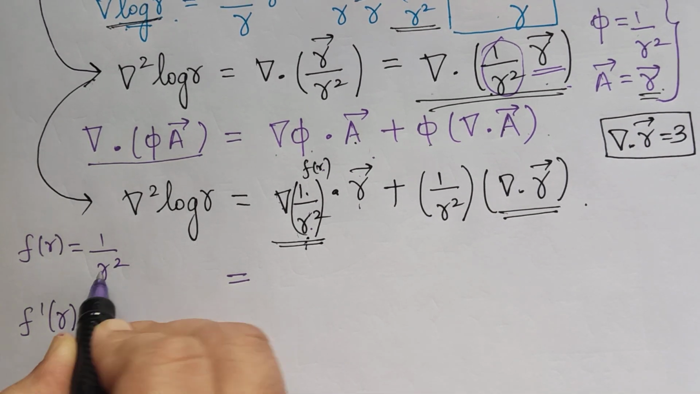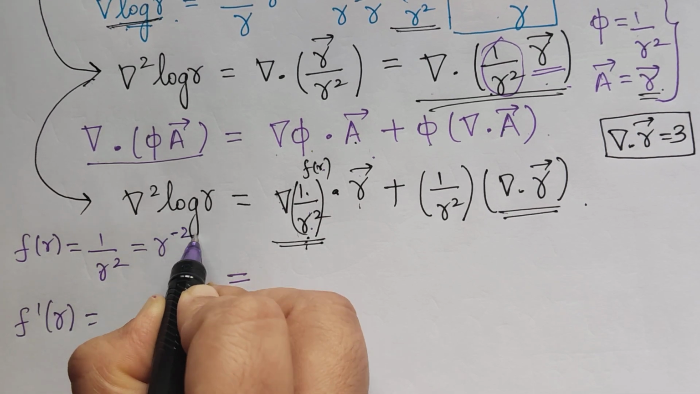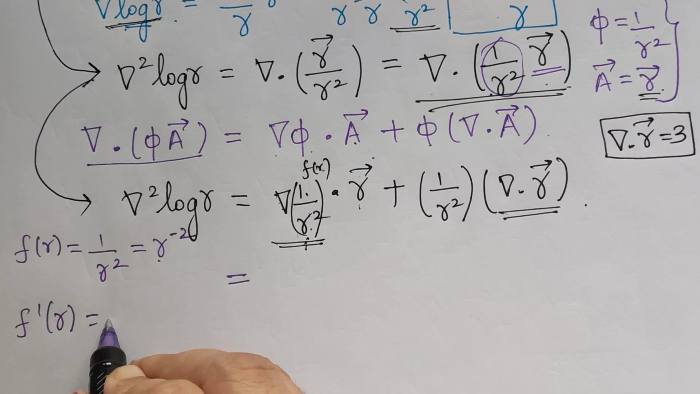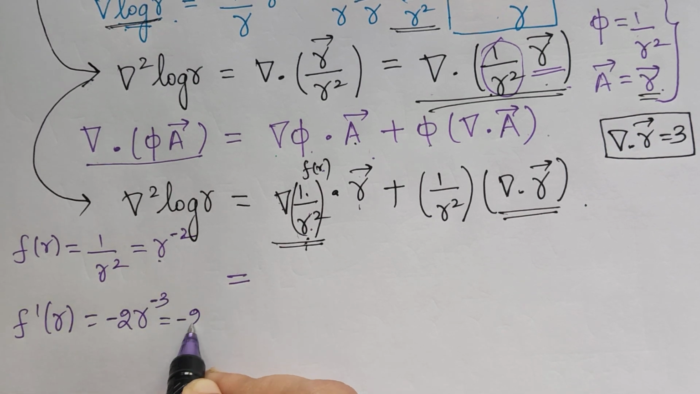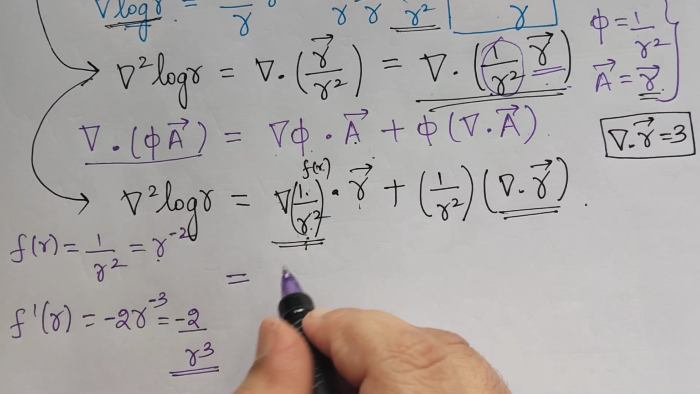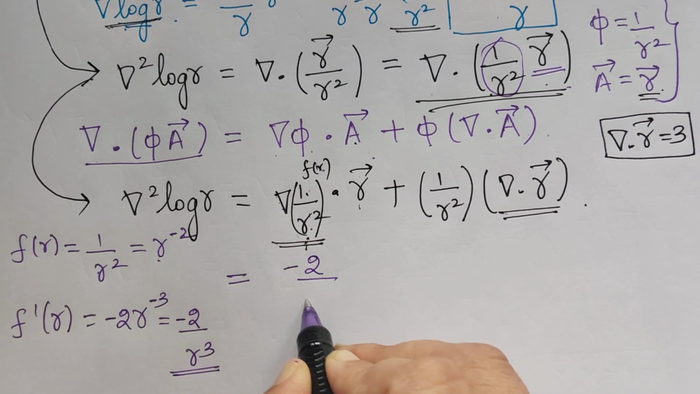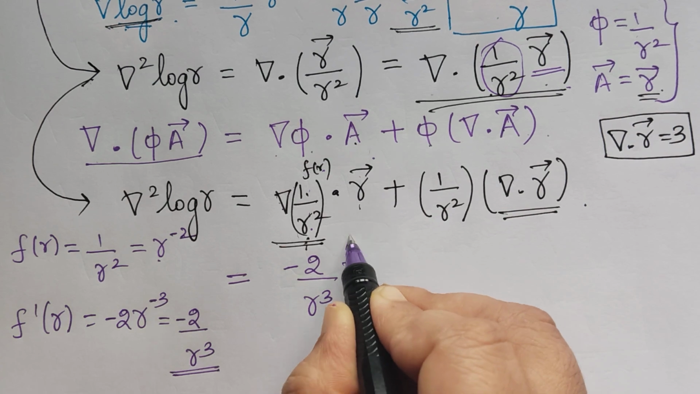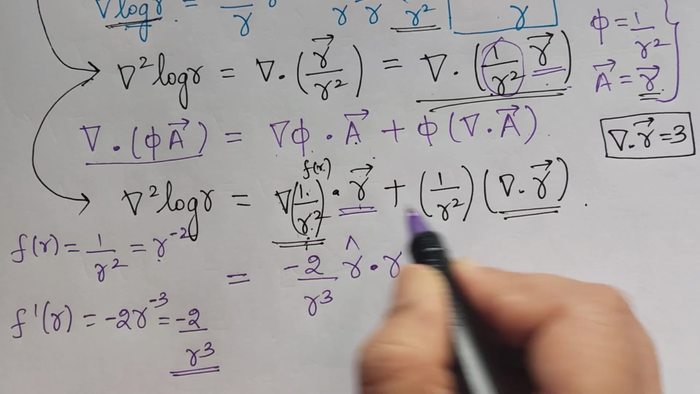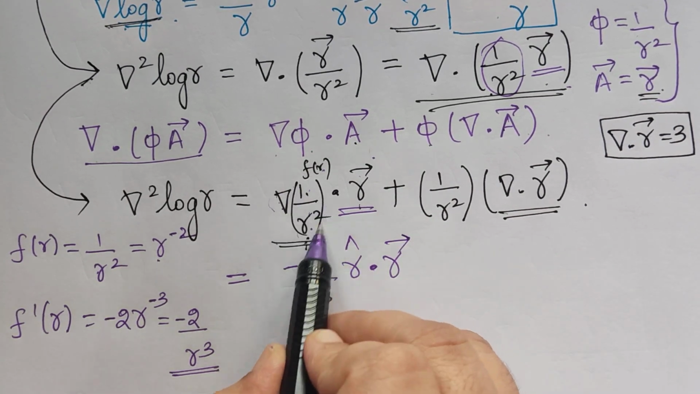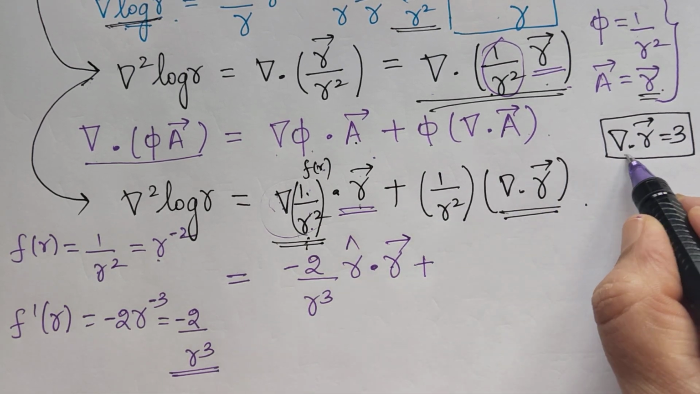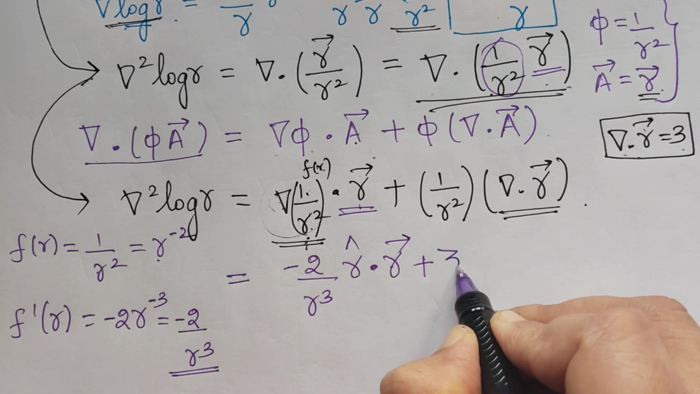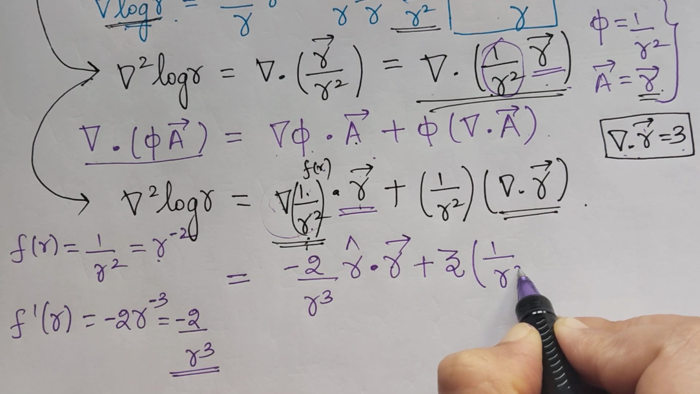Differentiation of this: it can be written as r to the power minus 2. The differentiation of r power minus 2 is minus 2 r to the power minus 3, that is, minus 2 by r cube. So f dash of r will be minus 2 by r cube, multiplied with r cap, dot product with r vector, plus, as we just saw, nabla dot r vector is 3. So this can be written as 3 multiplied with 1 by r square.